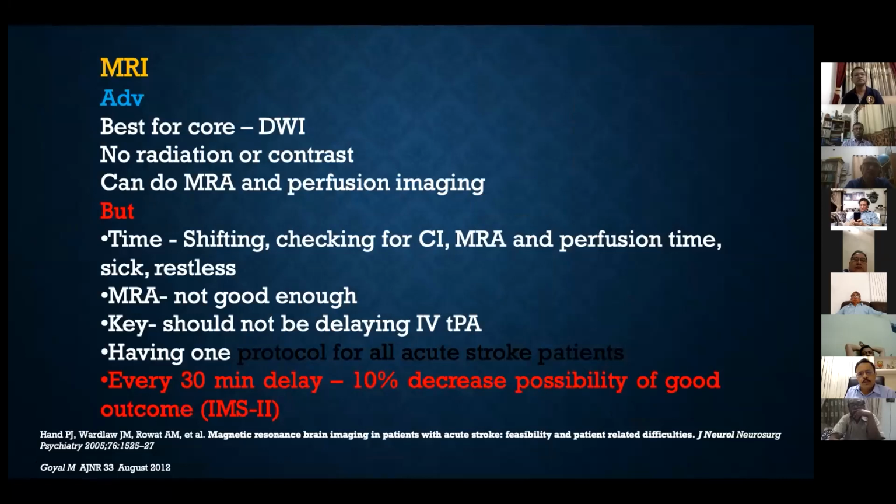Coming to MRI, as we discussed, DWI is very good for the core. MRI can be done, but again, in MR, it takes more time. Patient movement artifacts are much more. So in our center, that is why we prefer CT and CT angiogram. And what you should know is that for every 30-minute delay, there is a 10% lower possibility of a good outcome. So any imaging has to be very fast imaging.